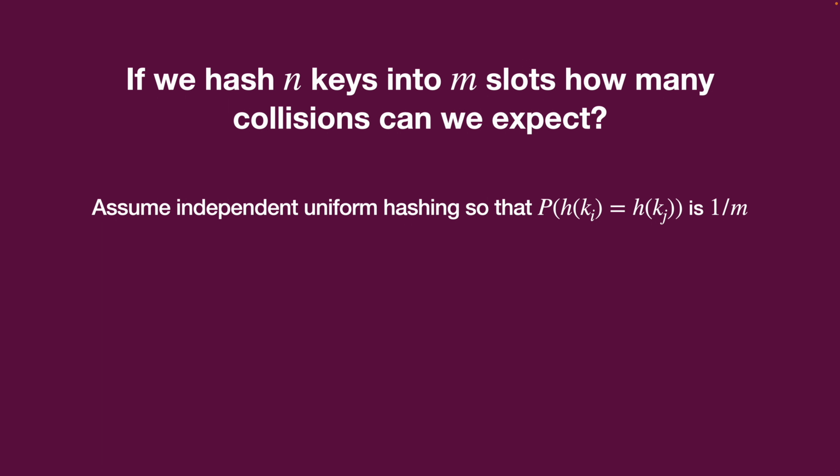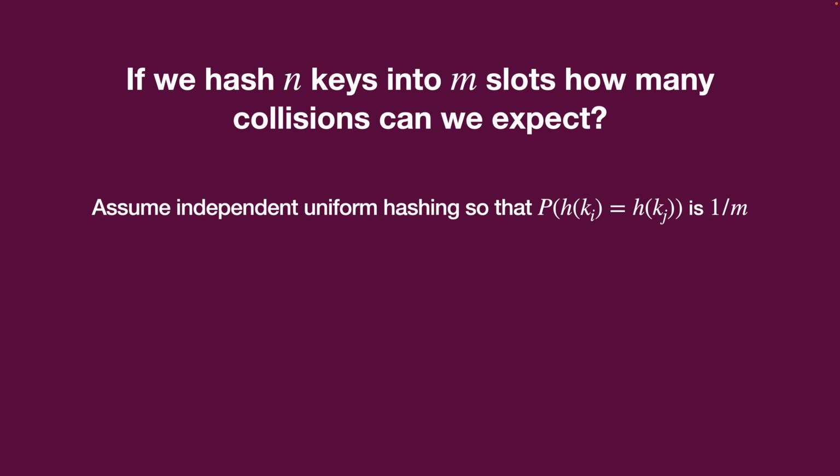What this means is that the probability that we hash some random key and the slot that we chose for that key is equal to that of some other random key, this assumption tells us that that probability is going to be 1 over m.